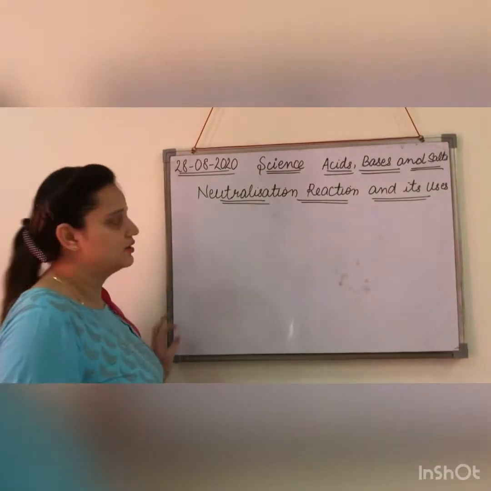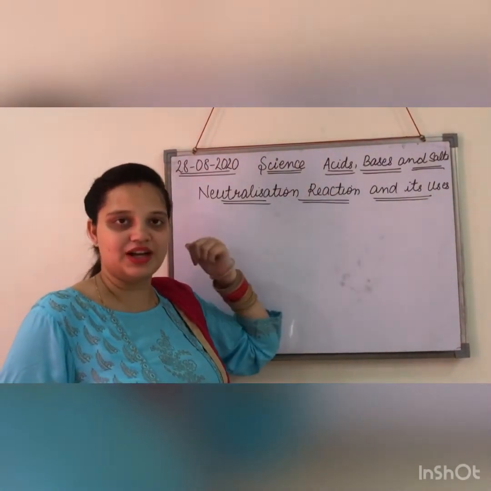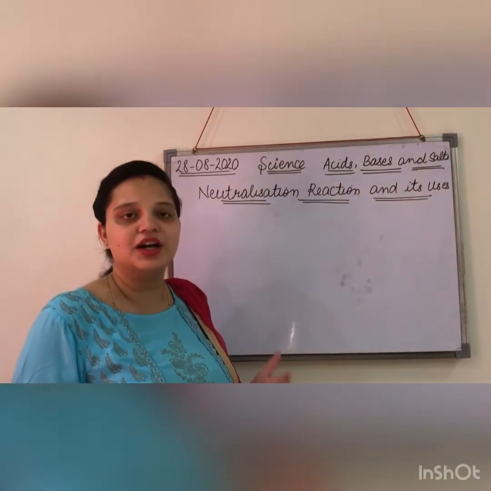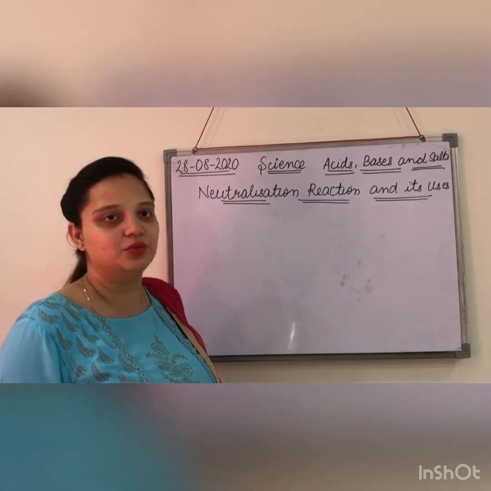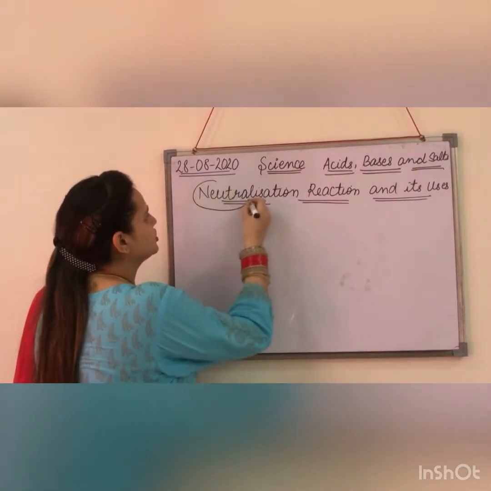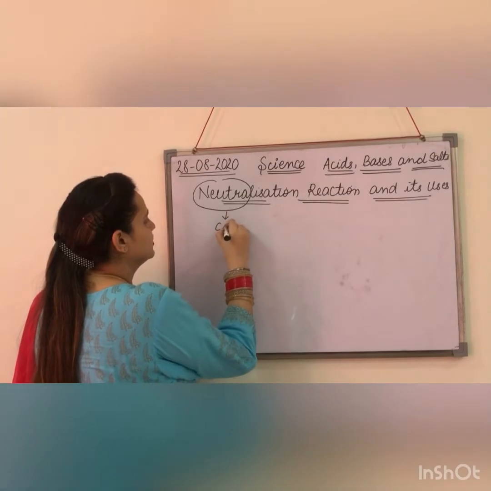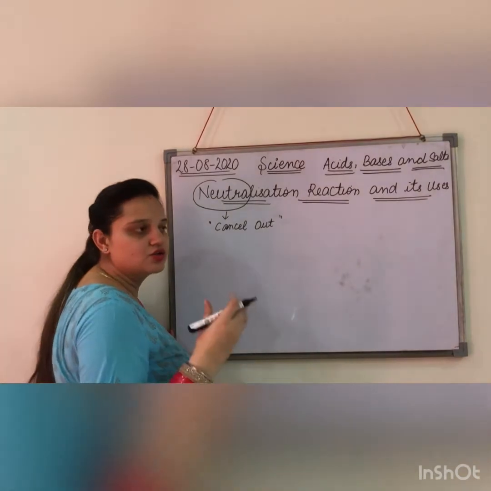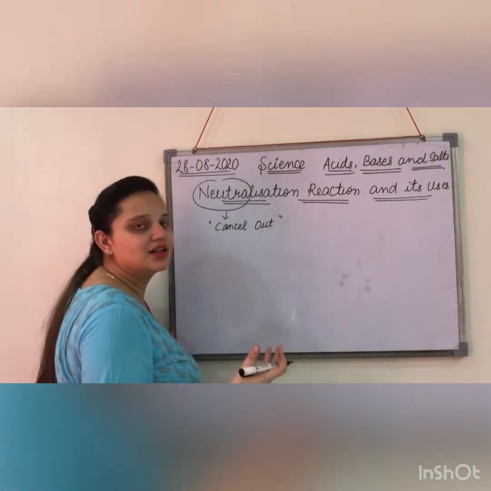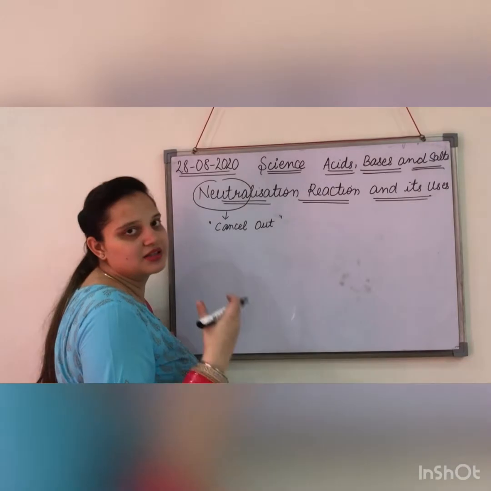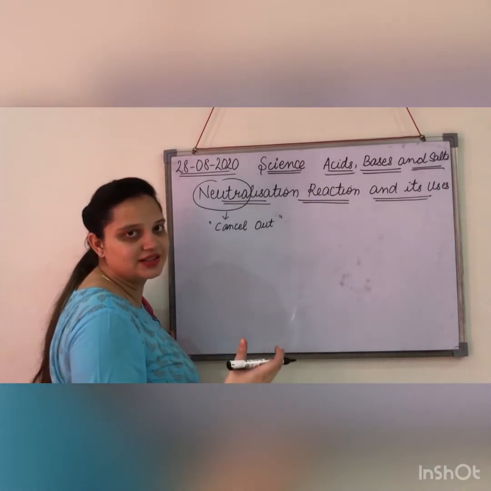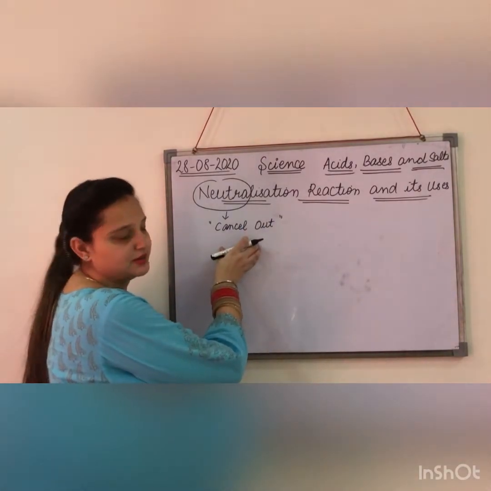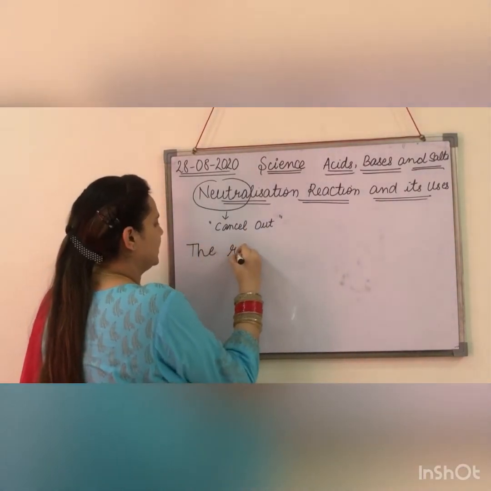So firstly, what is neutralization reaction? This is a reaction between an acid and a base to form salt and water. What does the term neutral mean? Neutral means to cancel out. What does the term cancel out mean here? The acidic substance is cancelling out the effect of the basic substance, and in return you are getting a neutral substance.